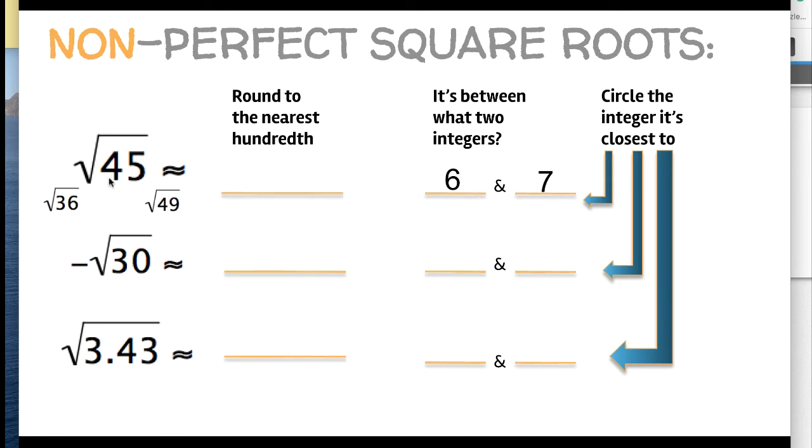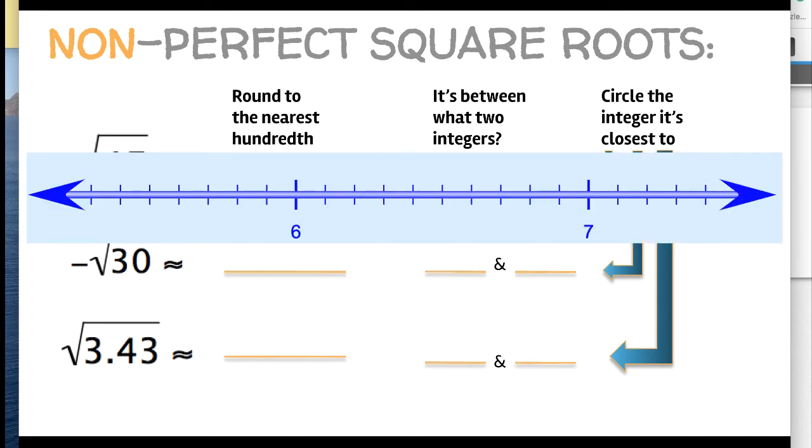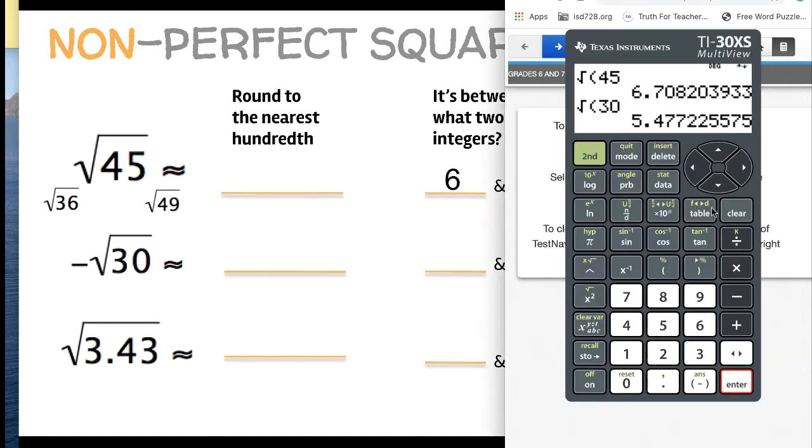And now if you look, 45 is closer to 49 than it is 36. So my guess is if I were to think about a number line, it's going to be like 6.6 or 6.7. It's going to be closer to the integer 7 than it is to the integer 6. So if we pull out our calculator, we can go the square root of 45, 6.708203933. So I'm going to take this value and round it to the nearest hundredths place. And that's going to be my approximation for the square root of 45.